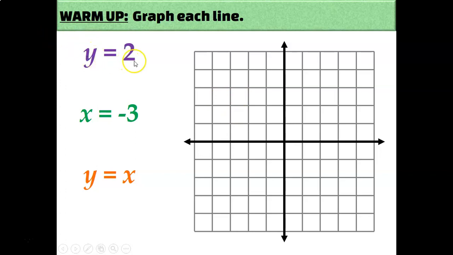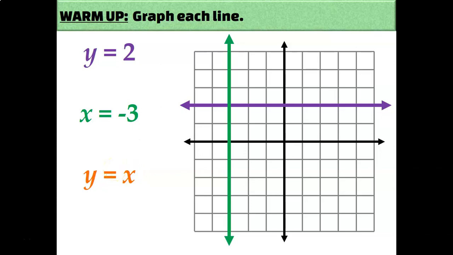Well, y equals 2, that would be a horizontal line. That's like saying every single point that has a y value of 2, connect them all. And that would be this line. Whereas x equals -3 is saying every single point that has an x value of -3, connect those points. And that creates this line.